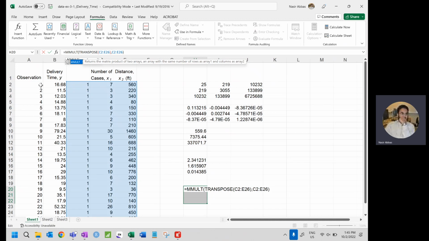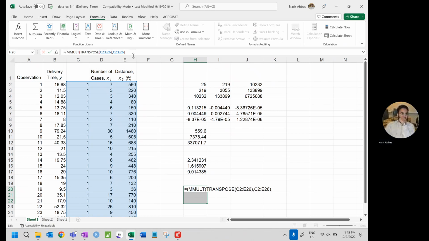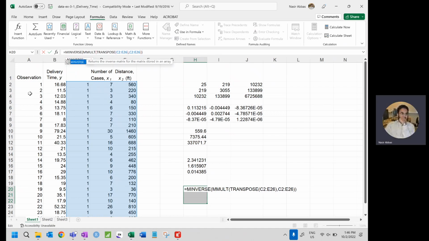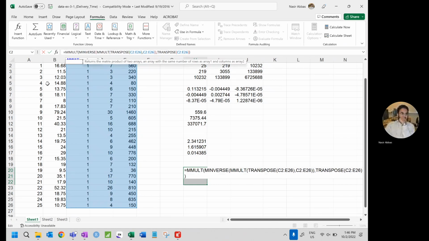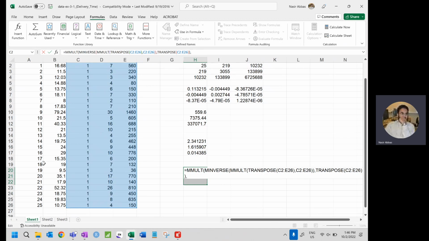This is X transpose X. I need the inverse of this one. So outside this, I'll put matrix inverse. This is the X transpose X whole inverse. I need to multiply it with X prime first. So I'll put a comma, write transpose of this X, and put the multiplication outside. Now this is X transpose X whole inverse X transpose. Last thing, multiply the whole thing with Y, comma, here is the Y.